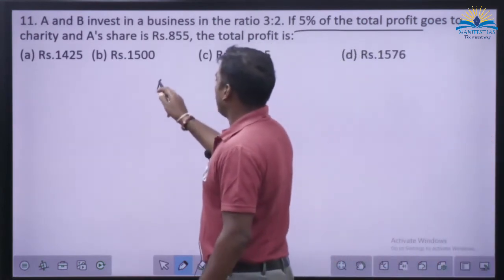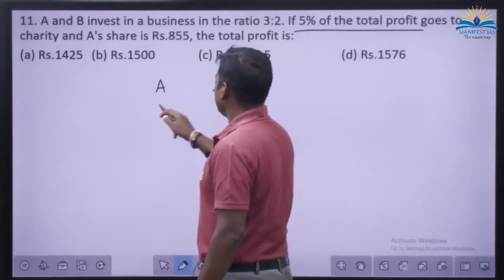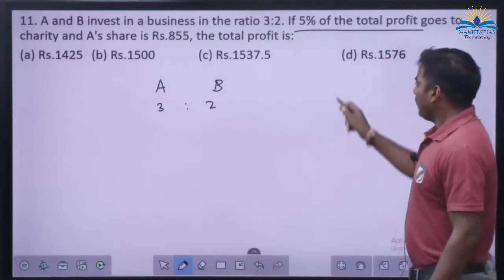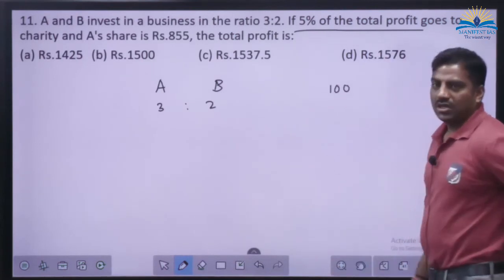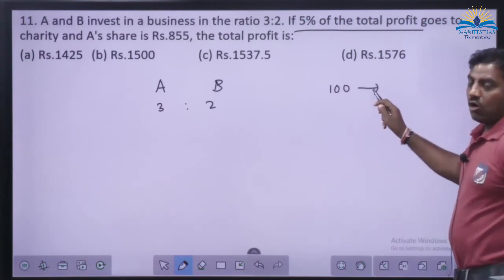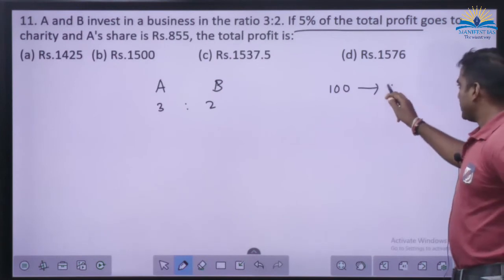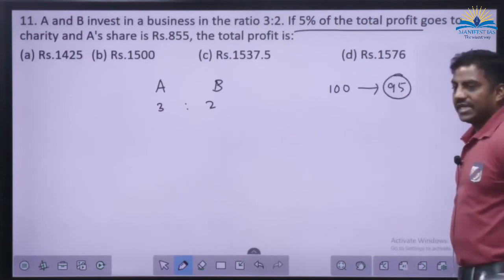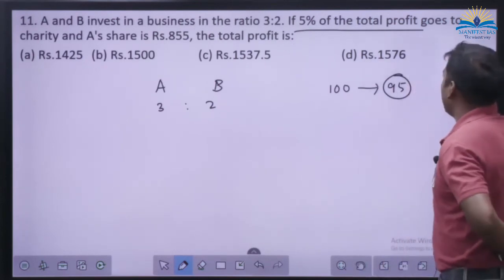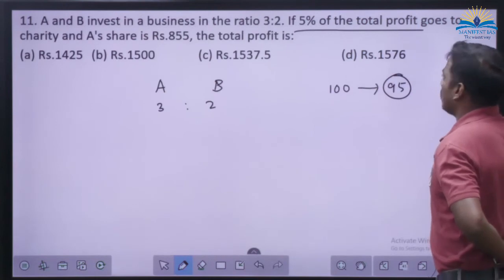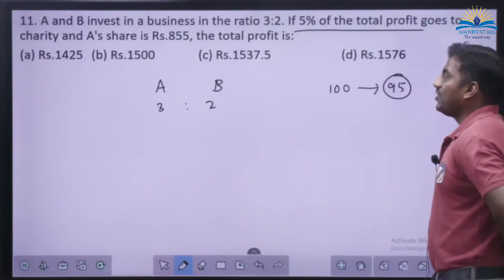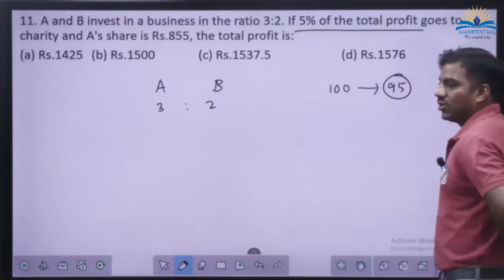So A and B invest in the ratio 3:2. But I want to create one more scenario here. If your profit is 100 rupees, then you are giving 5% to the charity. How much will be remaining? So basically, you have to share the profit among these 95 rupees. Getting my point? Yes? Now, they are telling, if 5% of the total profit goes to charity and A's share is 855, then what is the total profit?